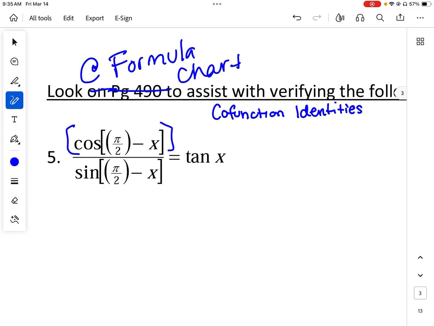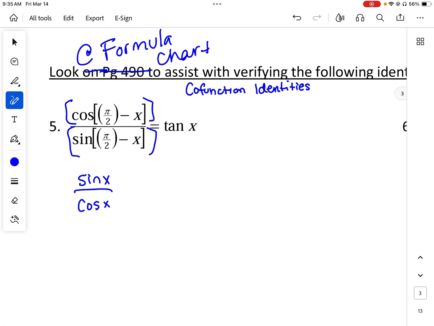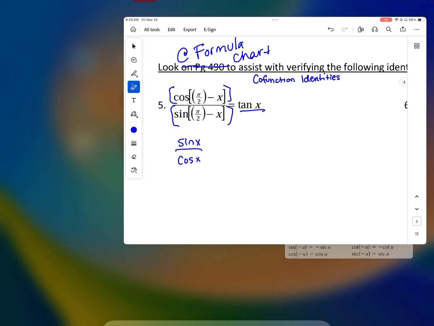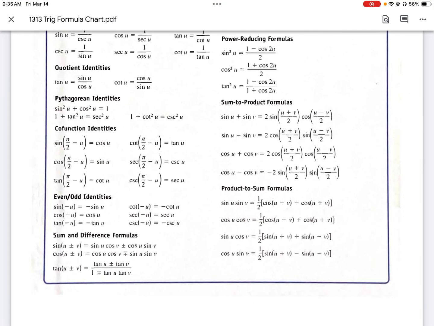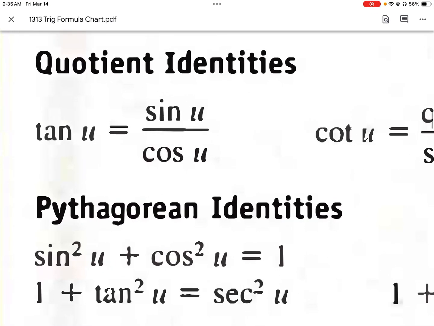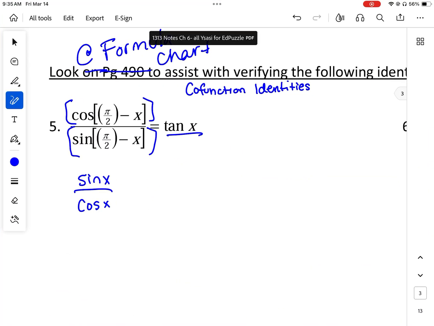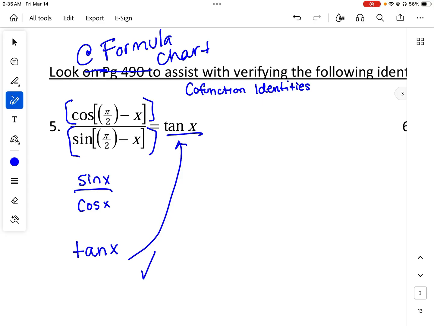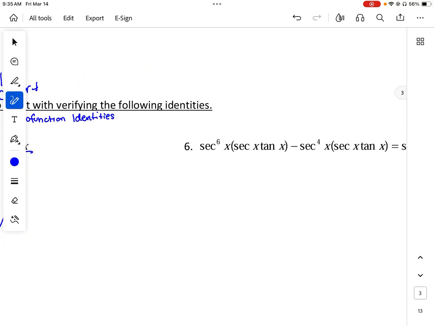All right. So this whole thing is sine of x. And this whole thing is cosine of x. Oh, that's a lot easier than I was thinking, right? Okay, and sine over cosine, we want this to equal tan. So look at your formula chart again. Tan is sine over cosine. So that's a perfect match. So this equals tan of x, which is what we wanted. Woohoo.